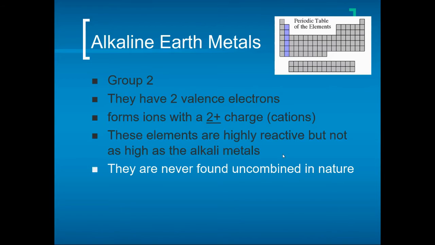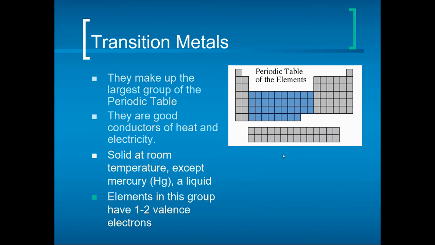Okay, next we have our transition metals. That is that middle part, right in the middle of the periodic table, kind of flat part where the d orbitals sit. They make up the largest group of the periodic table. They're good conductors of heat and electricity because they're metals, right? They're mostly solids at room temperature, except for mercury. Mercury, which is right around here, is a liquid at room temperature.